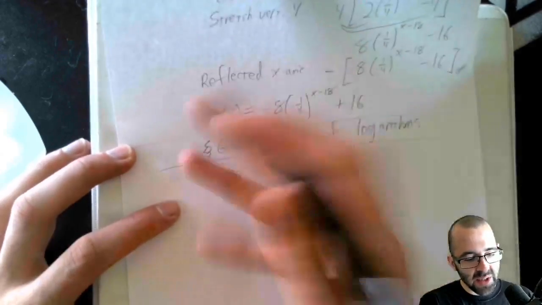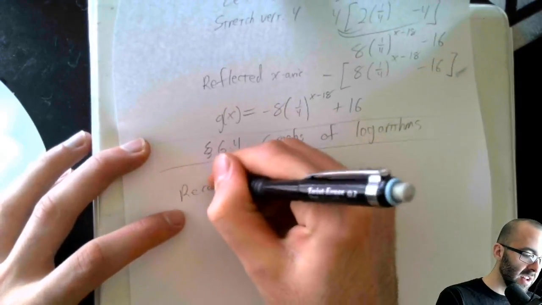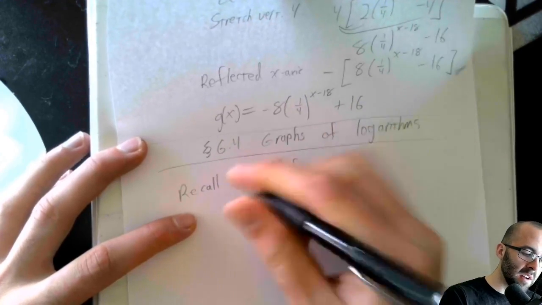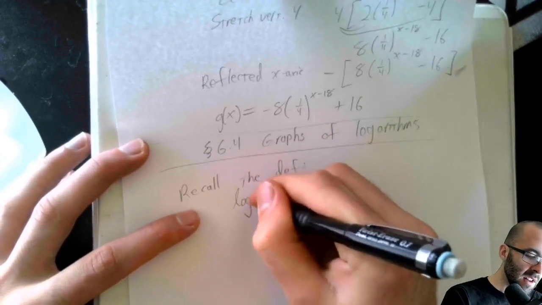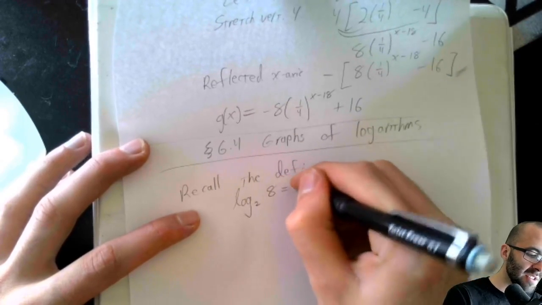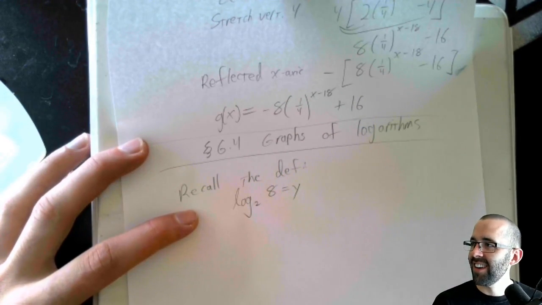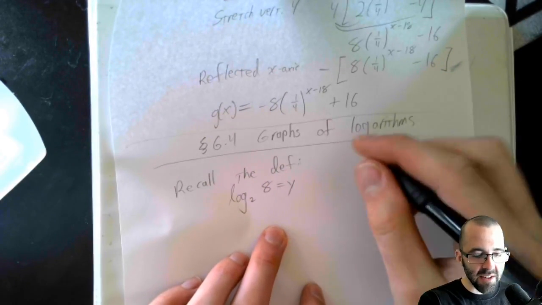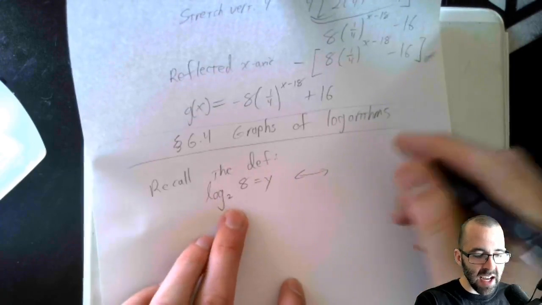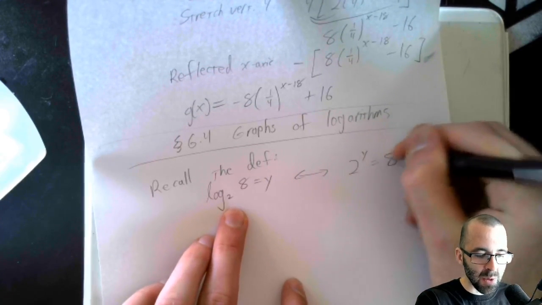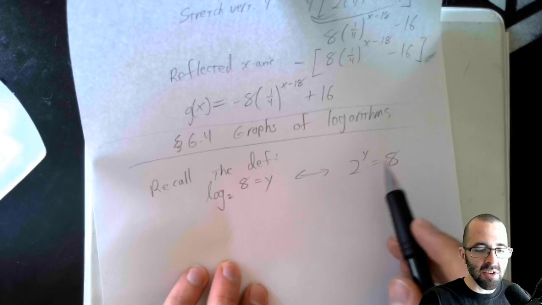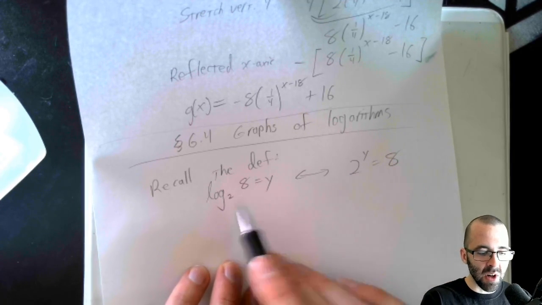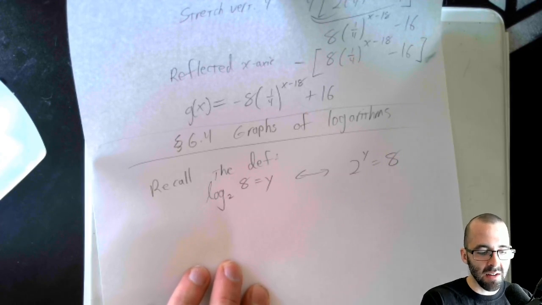So remember what we said logarithms, right? The definition of a logarithm. For example, we said something like, what is log base 2 of 8? We said there's an exponential form of this. This is the same as saying 2 to the y equals 8. So this logarithm is just going to be 3, because 2 cubed is 8. Okay, that's what we said logarithms mean.